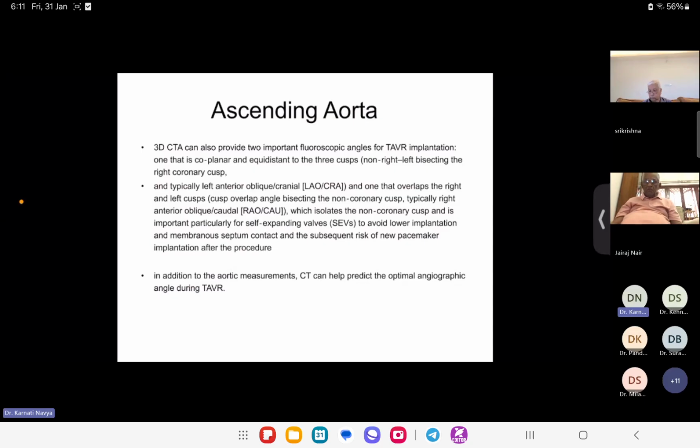the angle bisecting the non-coronary cusp. This isolates the non-coronary cusp and is important particularly for self-expanding valves to avoid lower implantation and membranous septum contact and subsequent risk of new pacemaker implantation after the procedure. In addition to the aortic measurements, CT can help predict the optimal angiographic angle during TAVR.